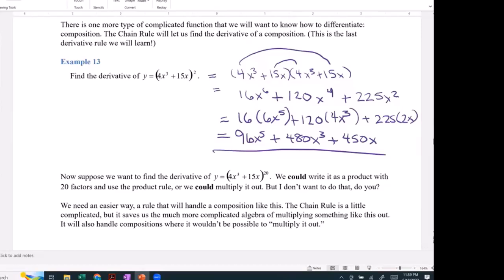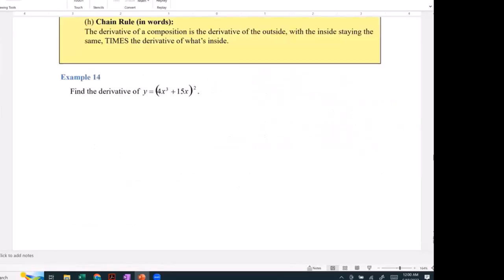Say we want to find the derivative of 4x cubed plus 15x to the 20th power. Well, if I were to multiply that all out, I'd have 4x cubed plus 15x times 4x cubed plus 15x 20 times. And I don't think any of us want to do that. So we have this easier way. I'm going to show you two different ways. I recommend if you're getting confused, use the way I'm going to show you.